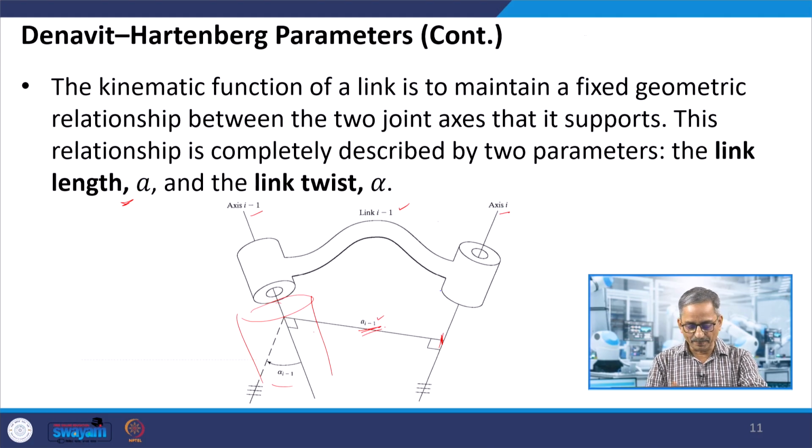The twist I can define by an angle. Suppose I have a plane here which is perpendicular to this link length, and on that plane I project axis i and axis i minus 1. Then the angle between the projected axes, that is what we call the link twist, and corresponding to this figure, it is alpha i minus 1 and a i minus 1. So, that way we can define it. This way we define the link.